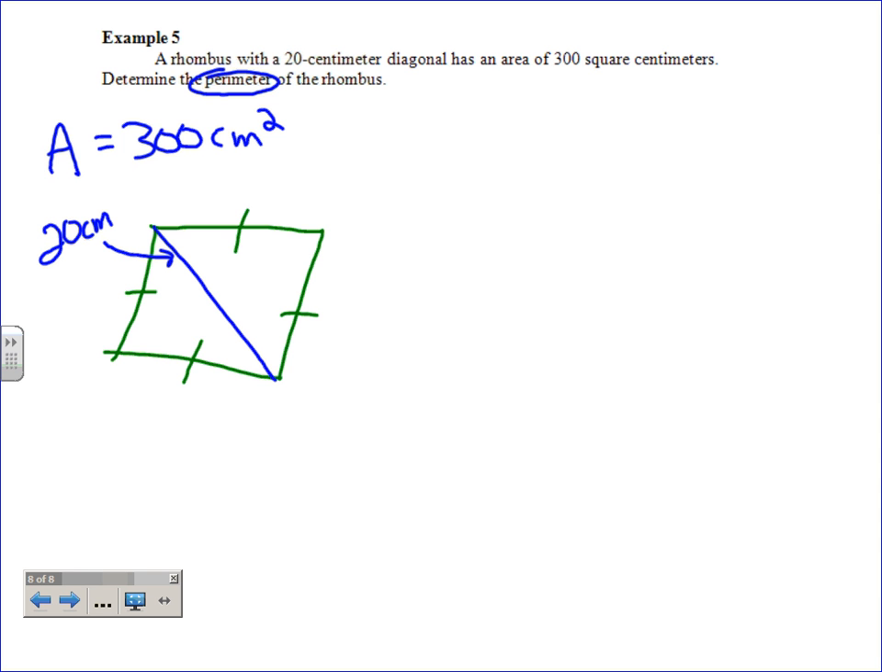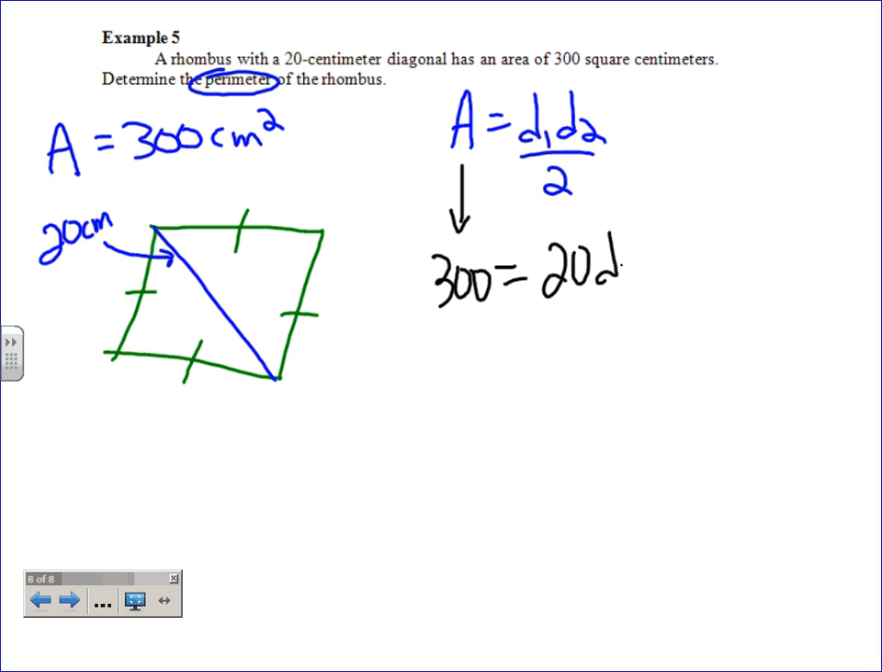Well, once again, rhombus has two options, base times height or the diagonal method. Which one do you suppose is going to be more helpful here? Yeah, diagonal method, because I have a diagonal. So here we go. Diagonal 1, diagonal 2, divided by 2. I would once again suggest you fill in as much as you can. Can I substitute a number for area? Yeah, 300, right? Equals, well, why don't we call 20 diagonal 1, which means diagonal 2 would be the one I don't know, and divided by 2.